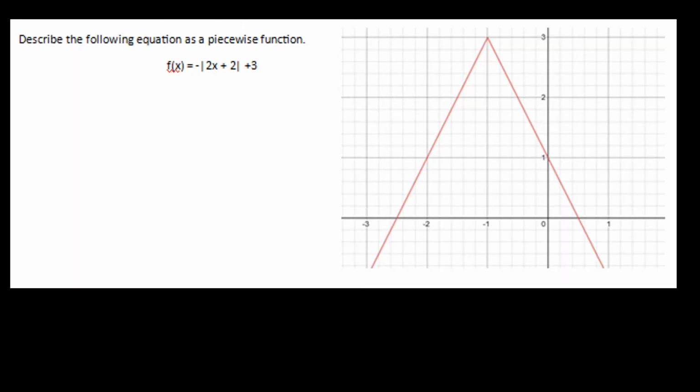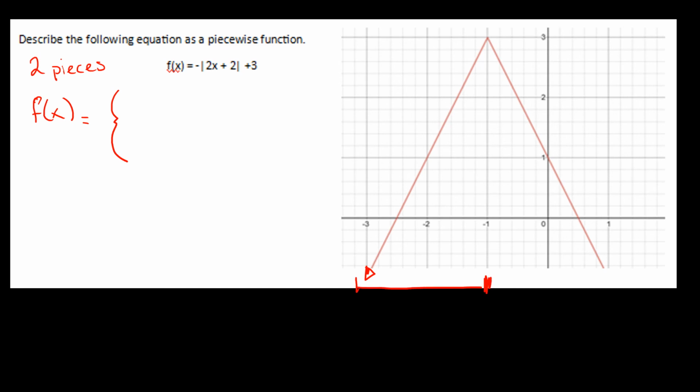Okay, so describe the following equation as a piecewise function. Piecewise functions were the very first thing we discussed in this entire unit, so we're going to jog your memory a little bit. So if we said f of x, we know that this is going to be 2 pieces, right? I provided a graph here. Absolute values are always going to give you 2 pieces. Always, okay?